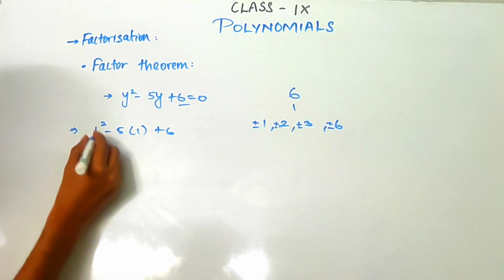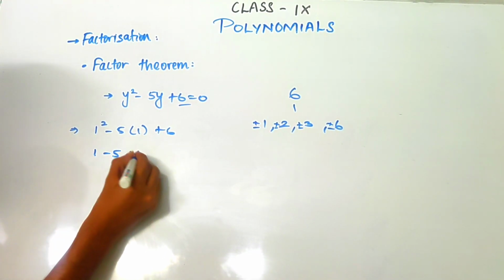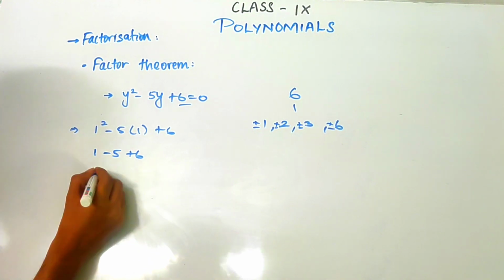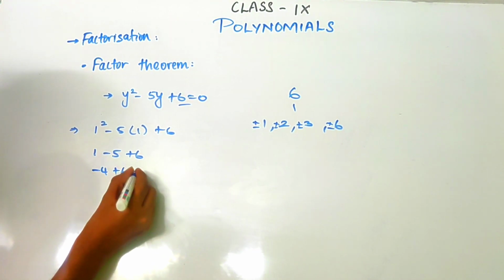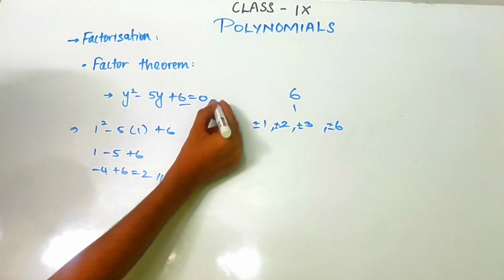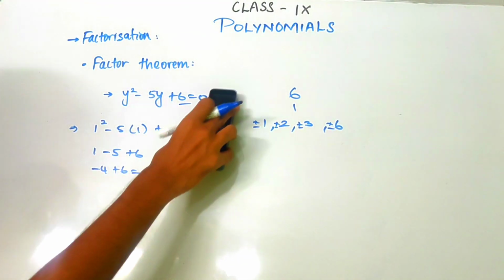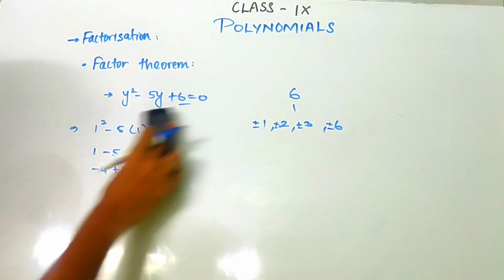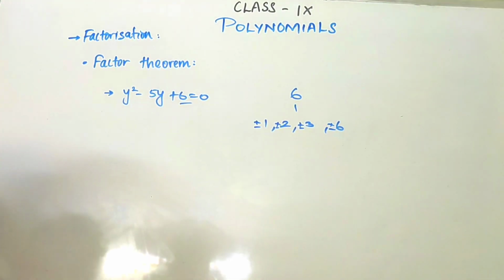Now what will this give me? 1 minus 5 plus 6. So 1 minus 5 is minus 4, minus 4 plus 6 is 2. Well, when substituting 1, I got 2 as the result, but in the RHS we have 0, so it is not fine. We cannot take 1 as our first factor. So 1 is not our factor.